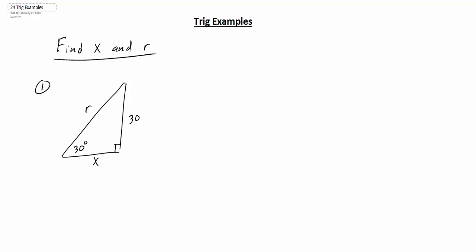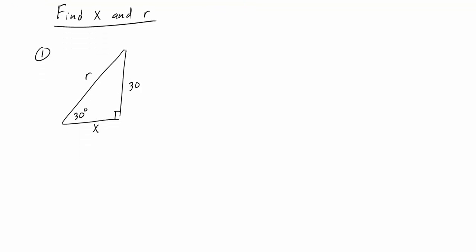This video is going to look at how we can solve a right triangle for missing sides using our trig functions. So the first example we have here, and for the first several triangles, it says we want to find the values of x and r. So we have a right triangle, we have a 30-degree angle, the side next to it is x, the side opposite is 30, and the hypotenuse is r. Now we can use a trig function to solve for x and r.